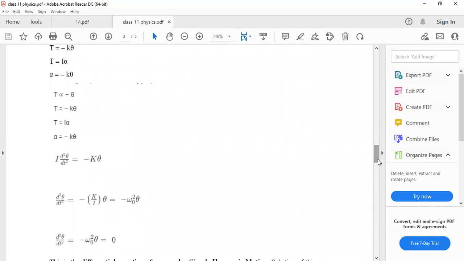See, students, in the angular motion, we represent displacement by the term theta. In the linear displacement, we represent displacement by the term x. And in the angular displacement, we represent displacement by theta. So this equation becomes I d2 theta upon dt square equal to minus k theta. Okay. So this equation becomes d2 theta upon dt square equal to minus k upon I into theta, or we can write k upon I as omega square, and it becomes minus omega square into theta. Okay.